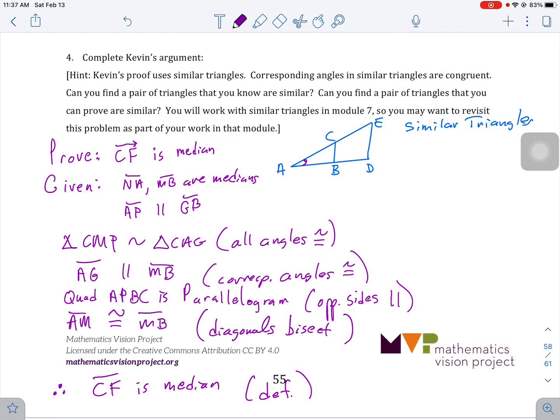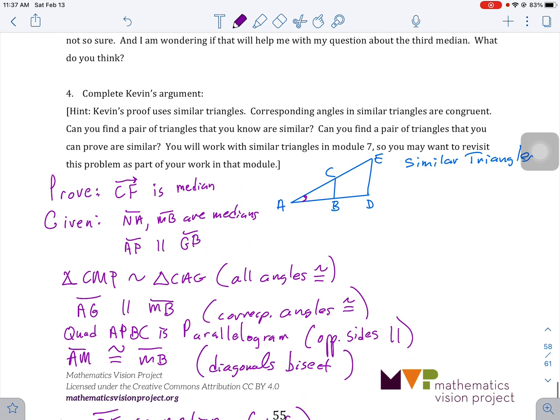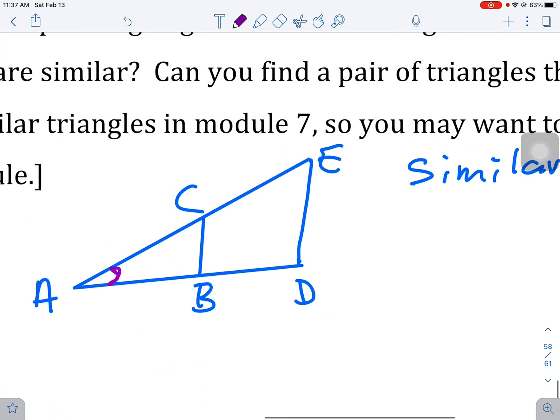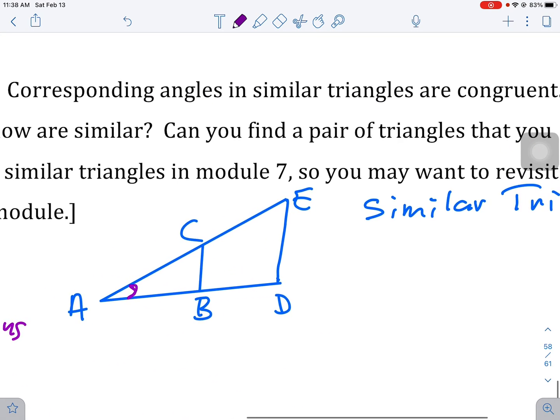Welcome. This is 5.9 task. This is the median proof here. And before we get into this, let's review what similar triangles are.